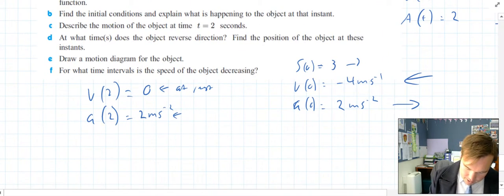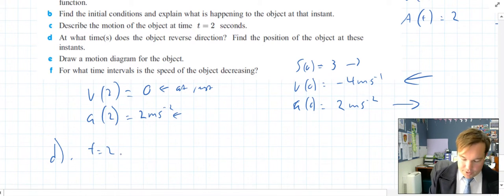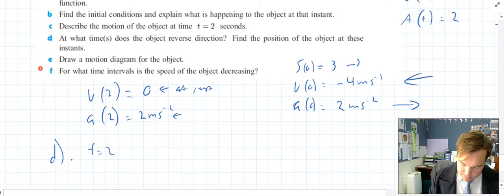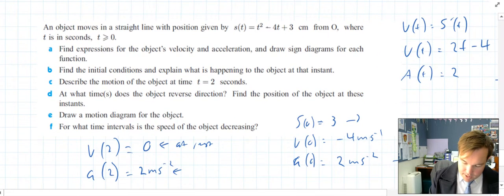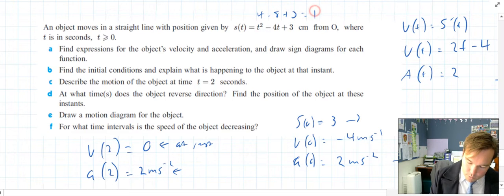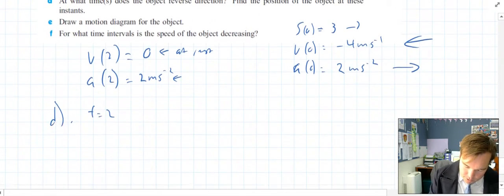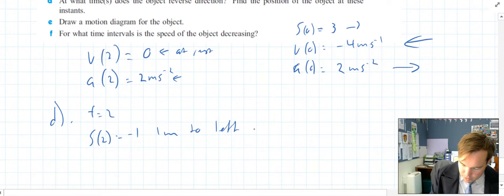So in this part, what's happening is at time equals 2, it reverses. And find the position of the object. Well, to find the position of the object, we sub 2 into the displacement function. So 4 minus 8 plus 3 is equal to minus 1. So s(2) is equal to minus 1. Therefore, it is 1 meter to the left of the origin.